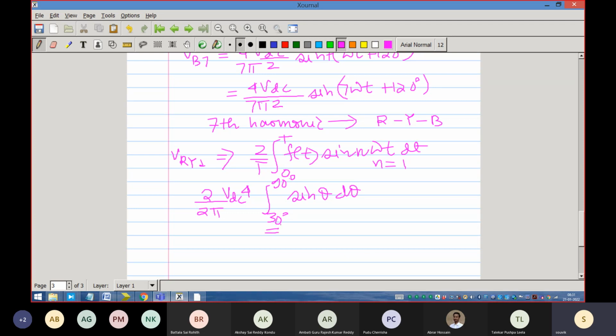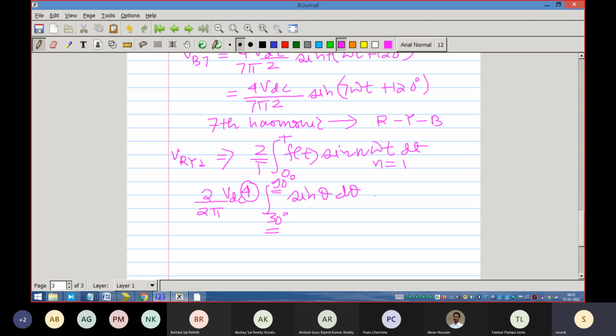We are integrating from 30 degree to 90 degree, because from 0 degree to 30 degree this value is 0, and after that 4 identical time intervals come and 4 integrations happen. Similar for number 4, so the multiplying factor 4 is coming here. So this is the basic thing.